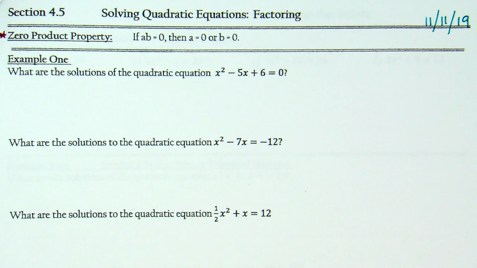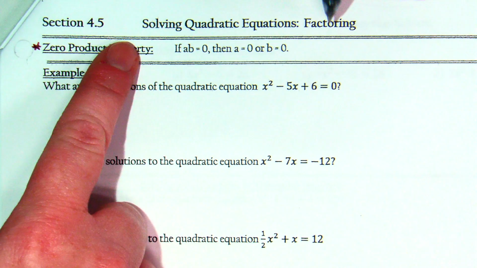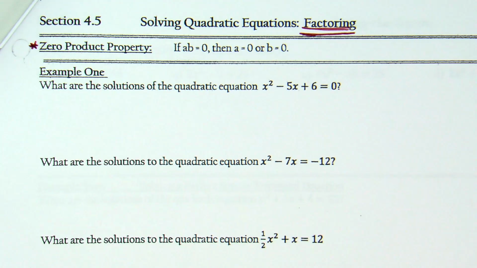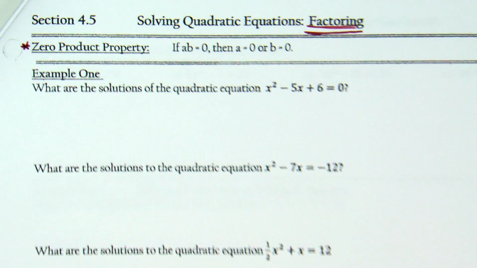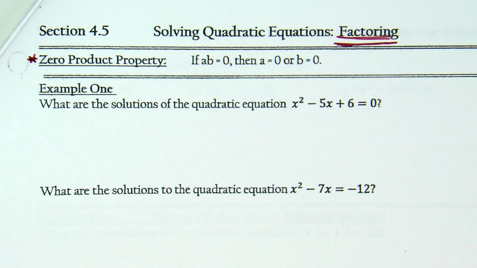So, look at example 1. What are the solutions of the quadratic equation x squared minus 5x plus 6 equals 0? Well, notice, what's the name of the game today? It's solving by factoring. So, number 1 rule, is my equation equal to 0? Yes. It says it right there. My equation's already equal to 0.